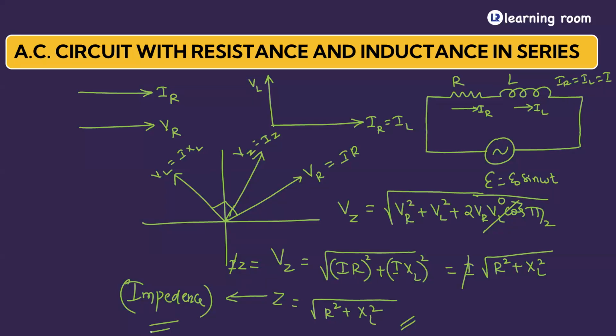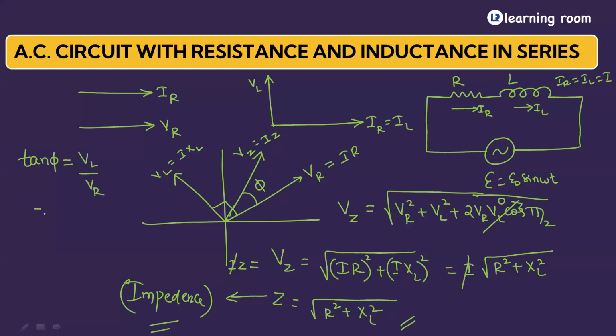Now listen to one last point with respect to this derivation. If you observe the Vz value, the Vz vector is making an angle phi with respect to Vr. Now, according to the parallelogram law of vectors, if I write tan phi, what will I get? Tan phi will be equal to opposite divided by adjacent, so it will be VL divided by VR.